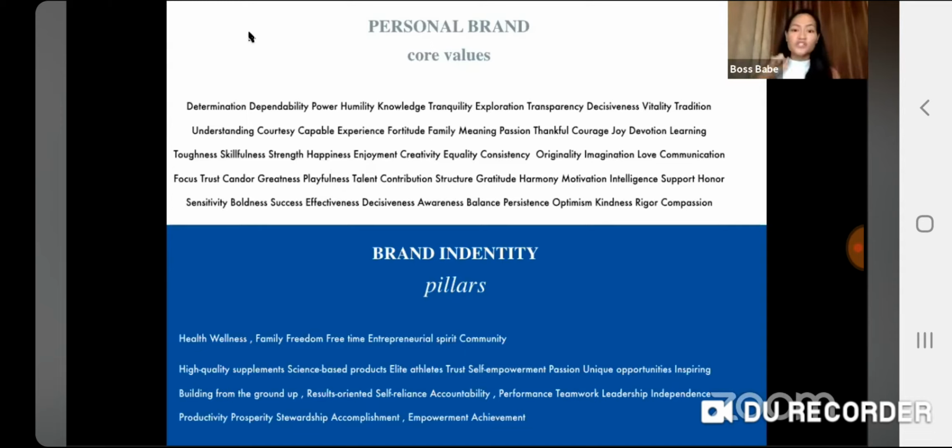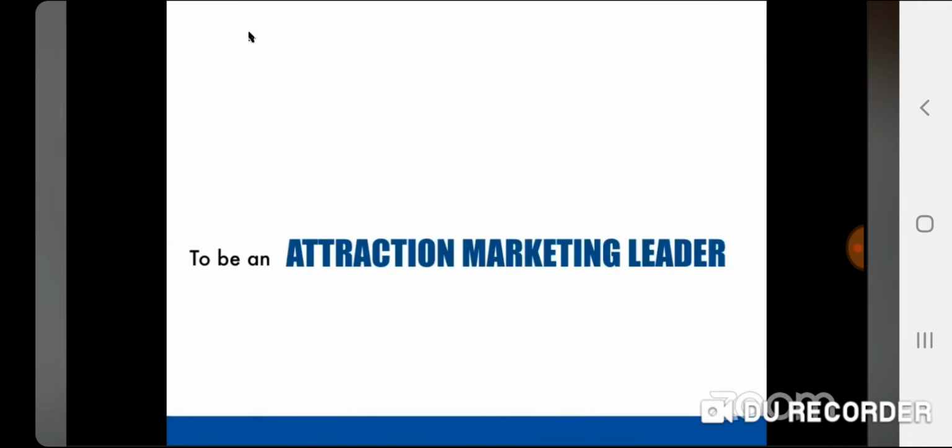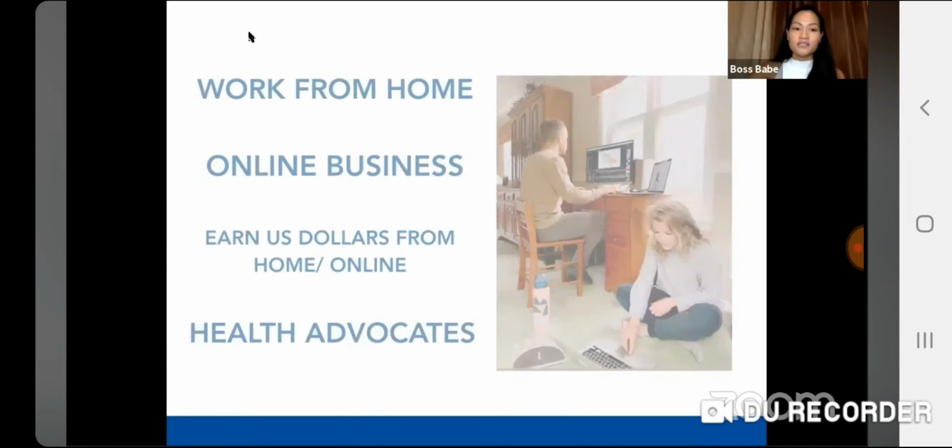Alright, so you can always choose. You can choose, okay, and then you can pick, like, for this month I want to represent this. So for the next 30 days, what do you want to represent under your core values and your pillars? Remember, the goal is to become an attraction marketing leader.